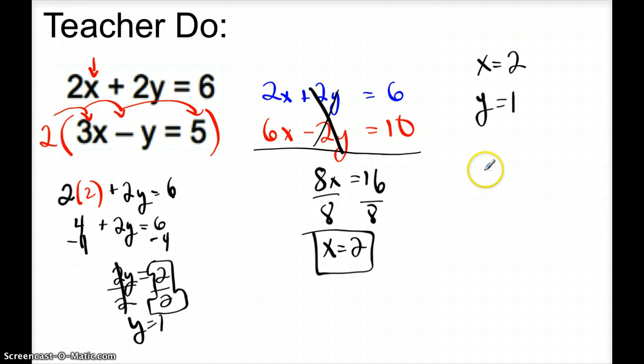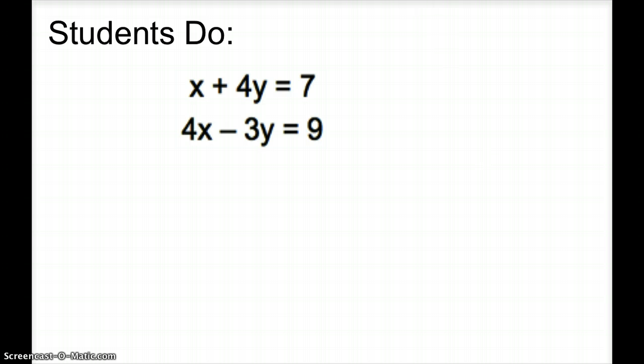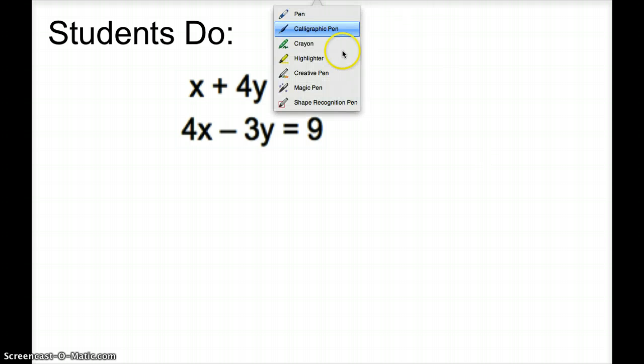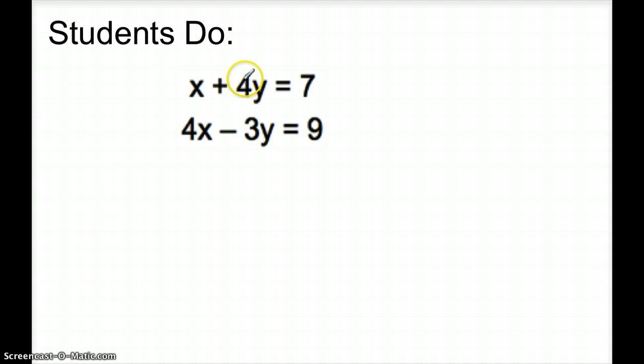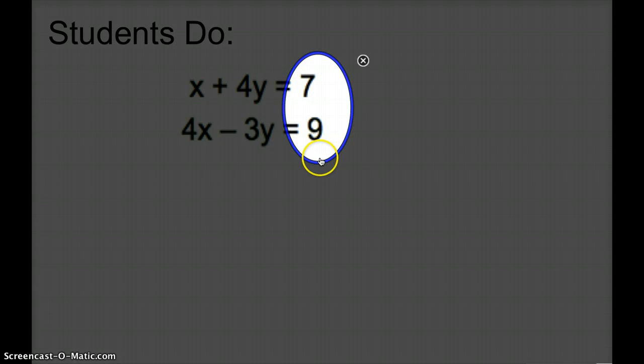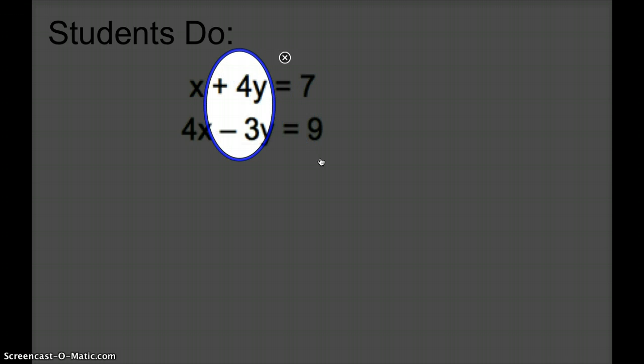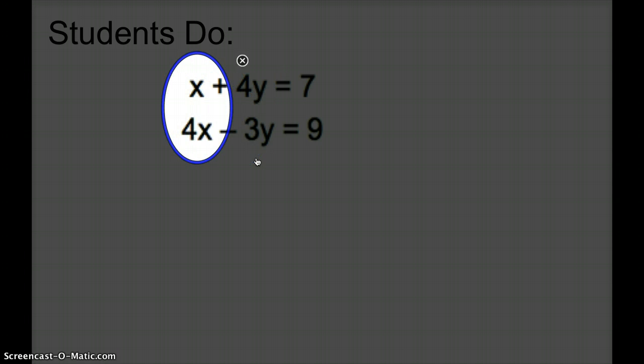Again, together: x, y, 2, 1, x, y. Very important to put those in order. Students do the same thing. Now, again, you have to identify what should be canceled. Let's make sure everything's in order. Numbers together, equal signs together. Y's together, one positive, one negative, that's good, but the numbers are different. I have a 4 and then I have a 3. Here, I have a 1 and a 4.